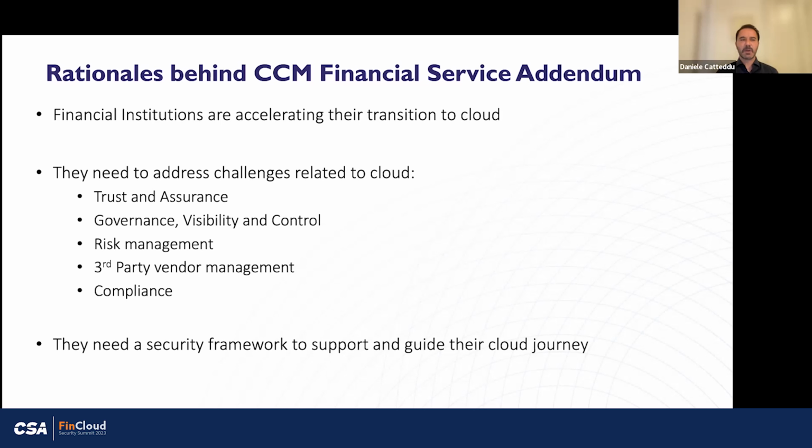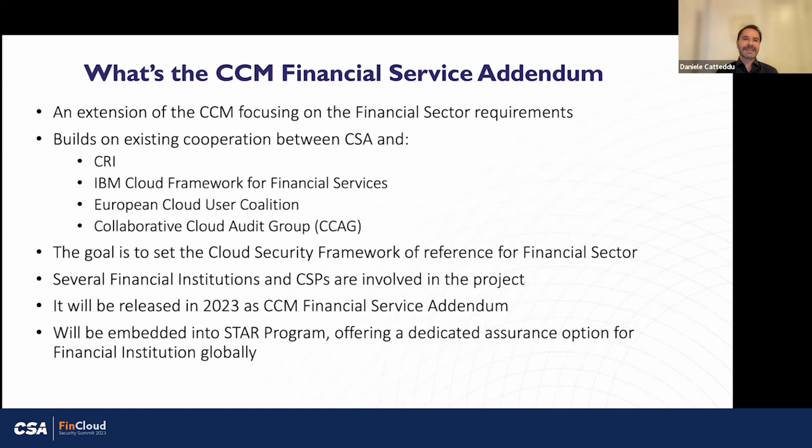In order to be able to satisfy those needs and address those challenges, clearly, they need a dedicated framework to support the cloud journey. Now, the work that CSA has done so far with CCM and the collaboration with CRI have provided good input to the financial institutions. But during our discussions with financial institutions across the globe, we quickly realized that there is still a bit of a gap between what the cloud control matrix is currently covering and what the financial institution really needs in order to have a smooth journey into the cloud. And this is why we started to work on the idea of extending the cloud control matrix, focusing on financial sector requirements.